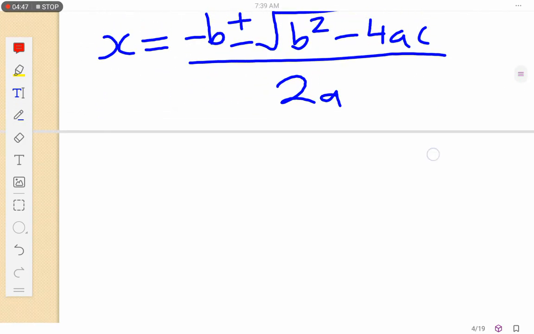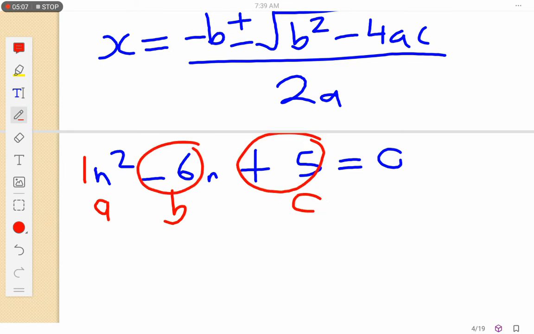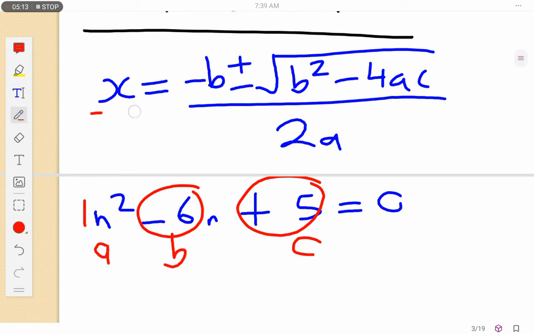So this is the equation that I'm going to use. Let me write it down and we have got n squared minus 6n plus 5 is equal to 0. So when we have it like this, this is our a, and we can say our coefficient of a there is 1. This is our b. We take it like this. Then this is our c. We take it like that. So we can now substitute. And our x from the quadratic formula there is now being replaced with n, since we are looking for n. Now let's do that.